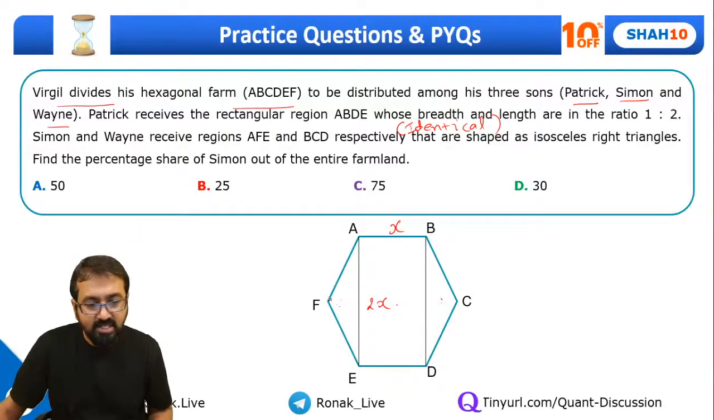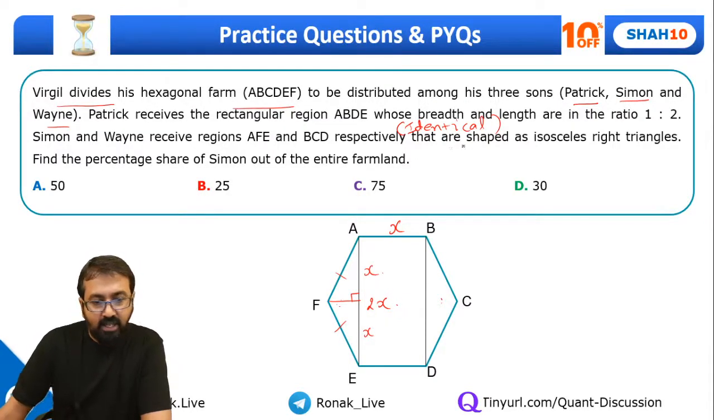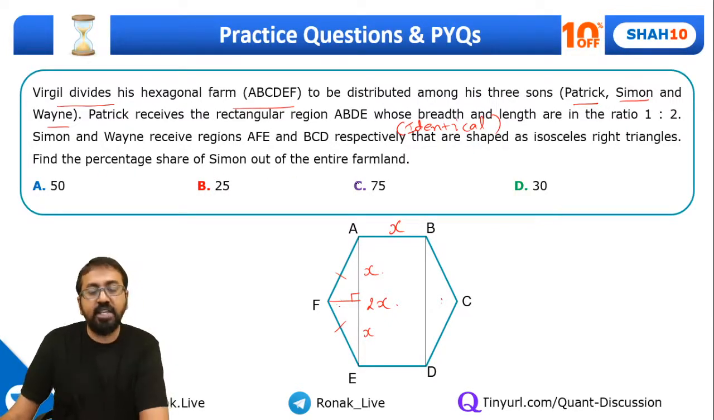Now guys, since AF is an isosceles triangle, if I drop a perpendicular from here, can I say this will be x? Yes. And this will also be x, correct? Fine. And what do we need to find out? Find the percentage share of Simon out of the entire farmland.